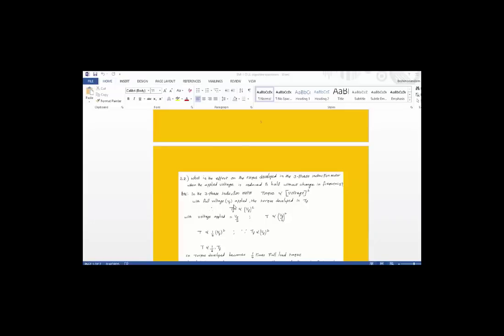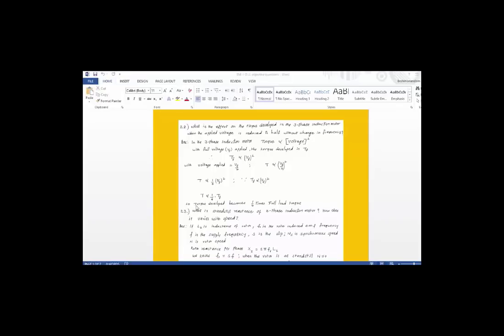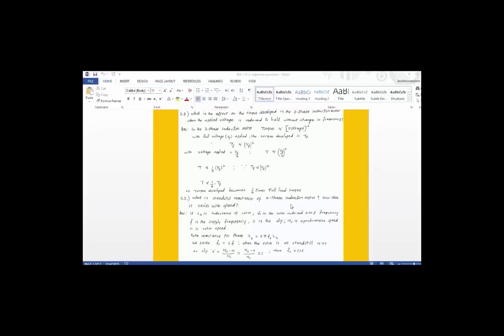If Vf is full load voltage applied and the torque developed is Tf, then we can write Tf is directly proportional to Vf whole square. With voltage applied equal to Vf by 2, then torque will become directly proportional to (Vf by 2) whole square. Then we can write T directly proportional to 1 by 4 Vf whole square. Since Tf is directly proportional to Vf square, the final torque is 1/4 of the full load torque. So the torque developed will become 1/4 of the full load torque.